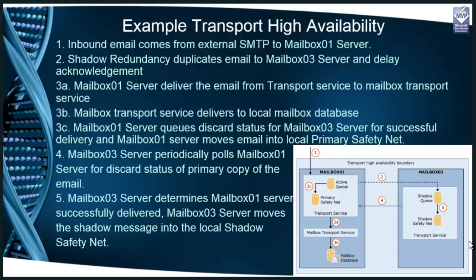In step 3A, you can see the mailbox 01 server delivers the email from the transport service to the mailbox transport service. In step 3B, the mailbox transport service delivers the message to the local mailbox database. In step 3C, the mailbox 01 server queues a discard status for the mailbox 03 server for successful delivery, and moves the email into the local primary safety net. In step 4, the mailbox 03 server periodically polls the mailbox 01 server for the discard status of the primary copy of the email. In step 5, the mailbox 03 server determines the mailbox 01 server successfully delivered, and moves the shadow message into the local shadow safety net.